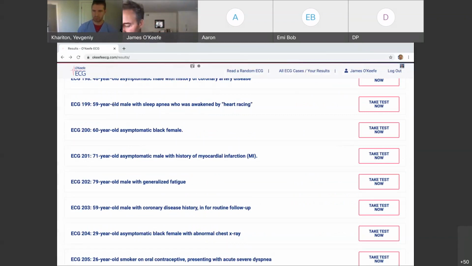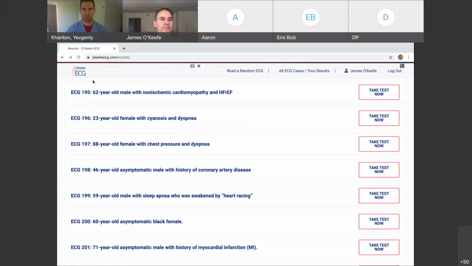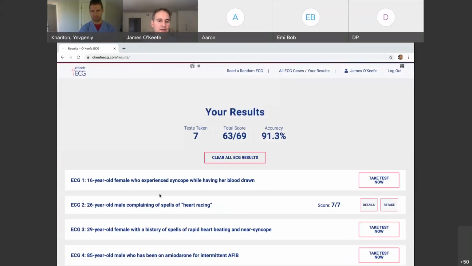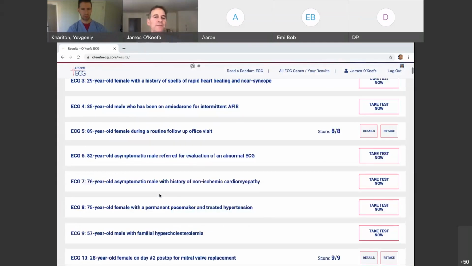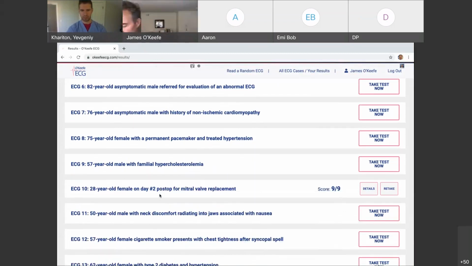If you were going to code LVH, would you code LVH, STT wave changes consistent with LVH, or non-specific? No, whenever you code LVH, you would expect to see STT changes. You first think, is this consistent with hypertrophy? Let's see, I have one here.